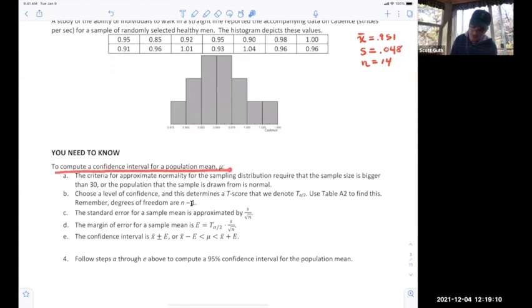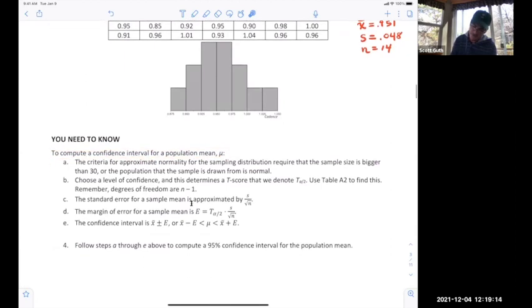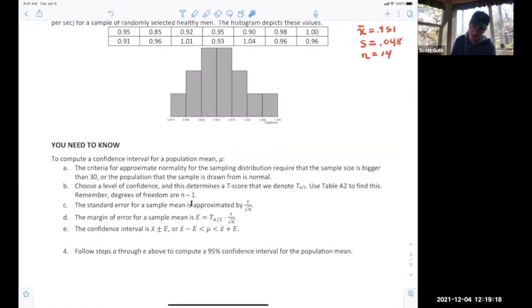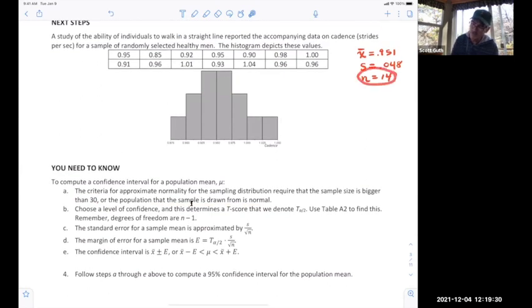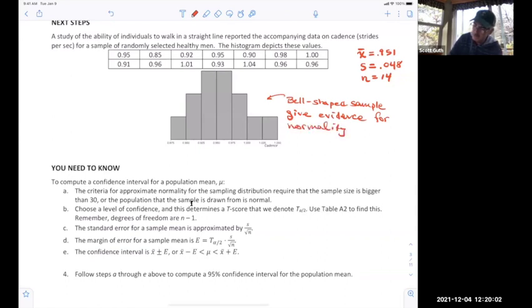You can see the problem's gonna ask us for a confidence interval for a population mean. And so all of this is outlined here, that the sample size has to be bigger than 30 or the population has got to be normal. I guess while we're looking at it, let's go ahead and say it. The sample size is not bigger than 30, but we do have a bell-shaped distribution of data. Bell-shaped means normal. So this is not the whole population, it's just a sample. But the bell-shaped sample data give evidence for normality in the population. And that's what we're interested in here.